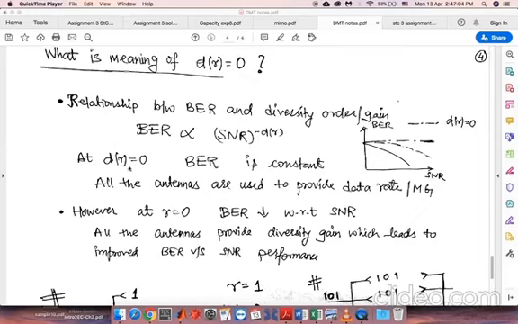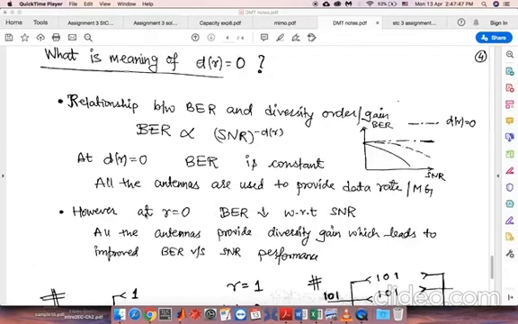So if dr equals 0, what would be the BER curve with respect to SNR? Will the SNR affect the bit error rate value at dr equals 0 according to this mathematics? No, the BER would be a constant line, right? Hence, all the antennas are used to provide the multiplexing gain or data rate. Hence, the bit error rate is a constant in case of higher multiplexing gain.